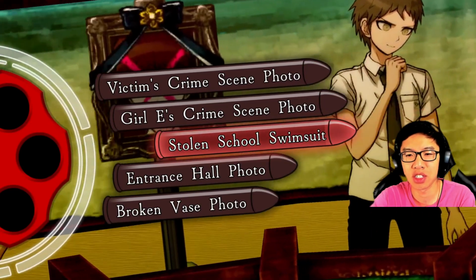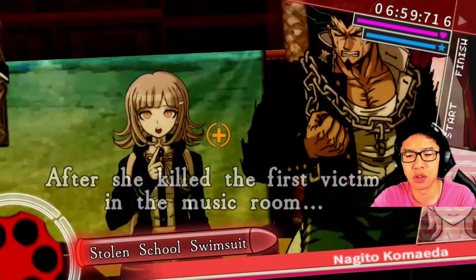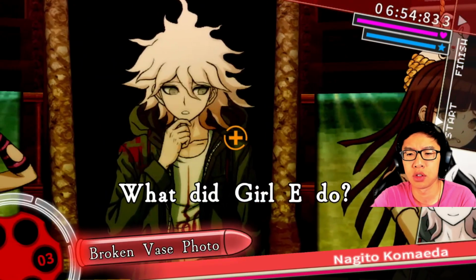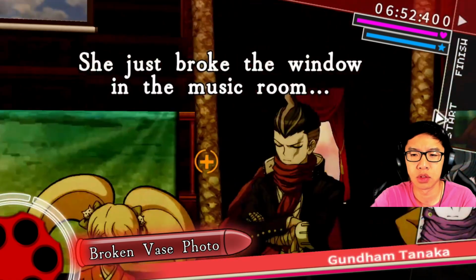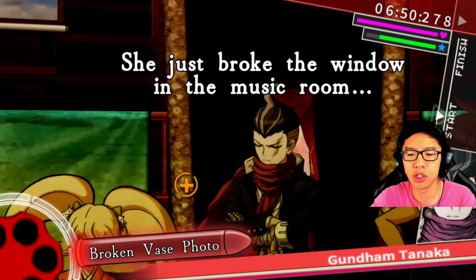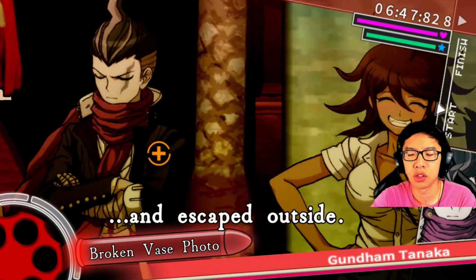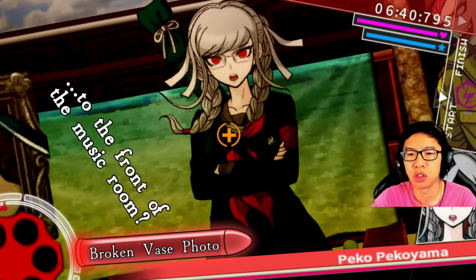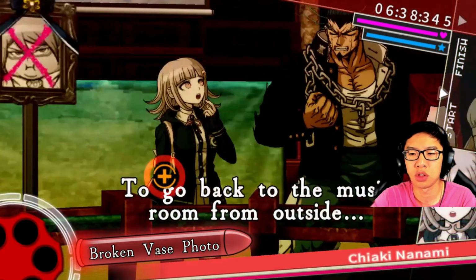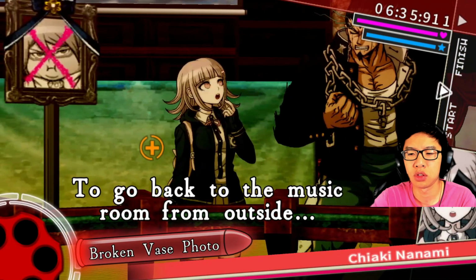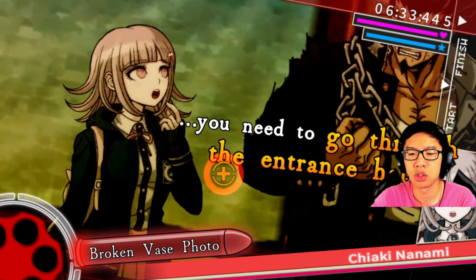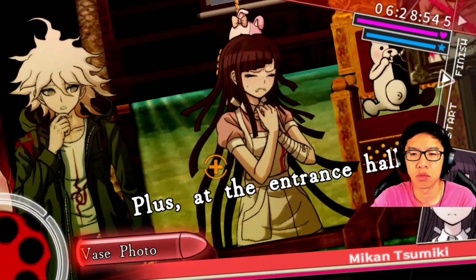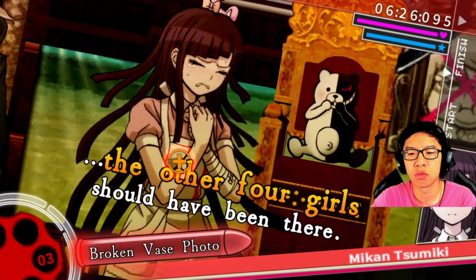Definitely the broken vase. It's gotta be. After she killed the first victim in the music room, what did Girl E do? She just broke the window in the music room and escaped outside. So how did Girl E get from outside the school to the front of the music room? To go back to the music room from outside, you need to go through the entrance hall. Plus, at the entrance hall, the other 4 girls should have been there.